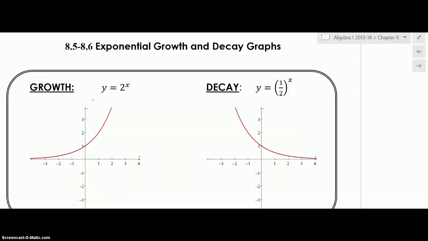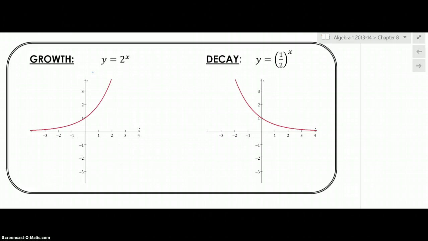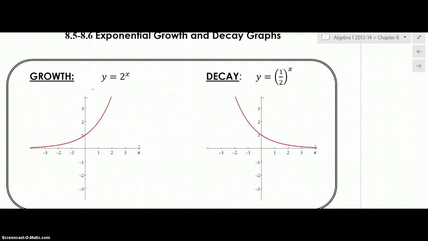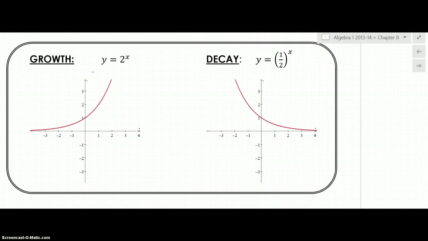8.5 and 8.6, we are going to focus on graphing exponential growth and decay functions. And like we talked about, functions that get larger with an exponent are growth, and if they get smaller, then those are decay, like when we were talking about word problems, if your money grows or if you are losing value.